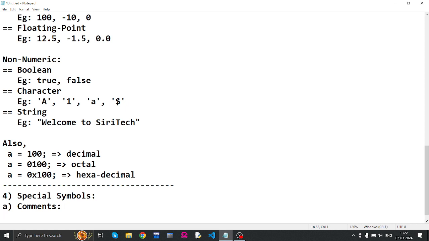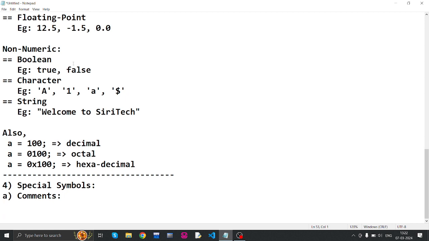In C programming, comments we can write in two ways. The first one is double slash. Double slash, this symbol is used to represent a single line comment.